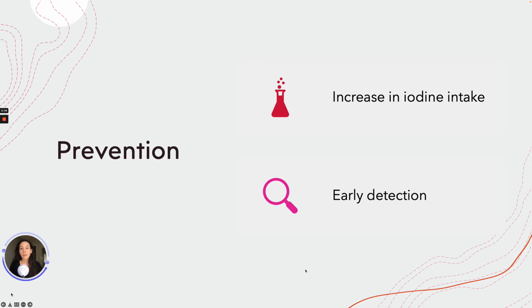All right, so a different prevention we can take for this is to increase iodine intake. This is really the foremost prevention strategy, and also using early detection. We can have patients undergo thyroid tests after thyroid surgery or therapy, which could result in early detection and prompt treatment of hypothyroidism.